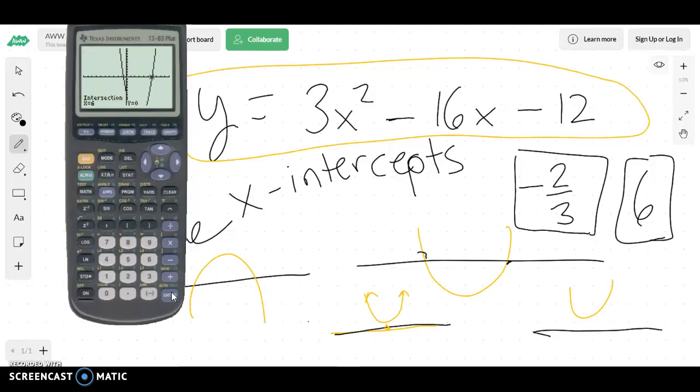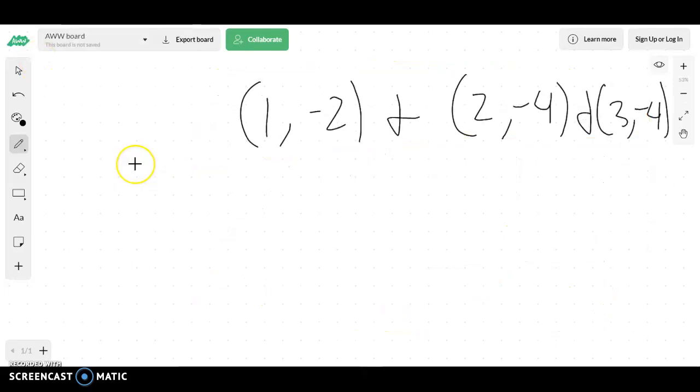Okay? Let's do one last type of problem. Let's do this last one. So for this last one, what they want me to do is they want me to create an equation given 3 points. And this one's a little bit trickier if we don't remember how to do stuff with matrices.